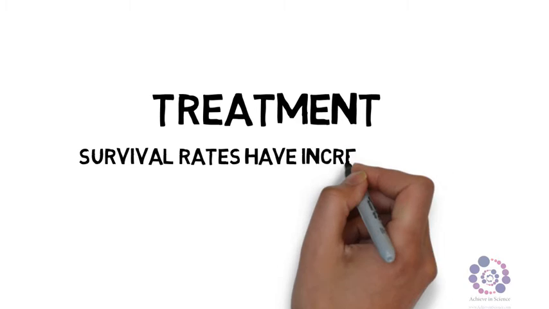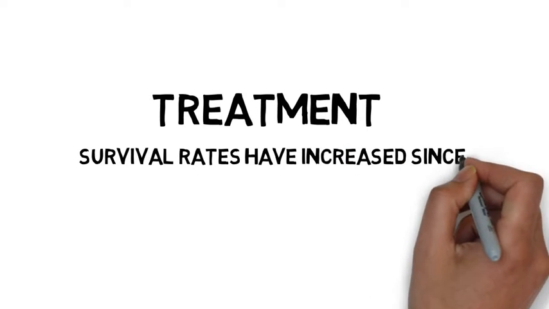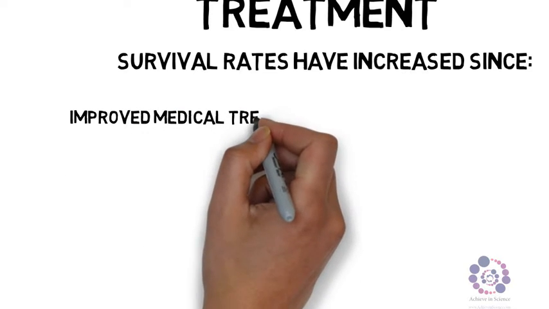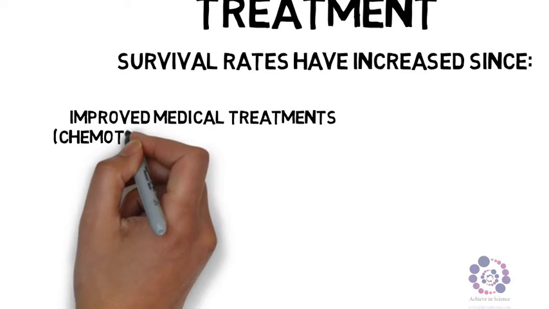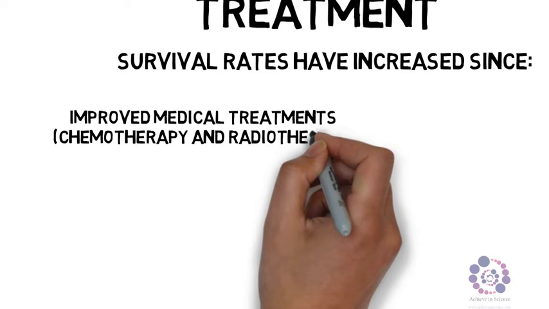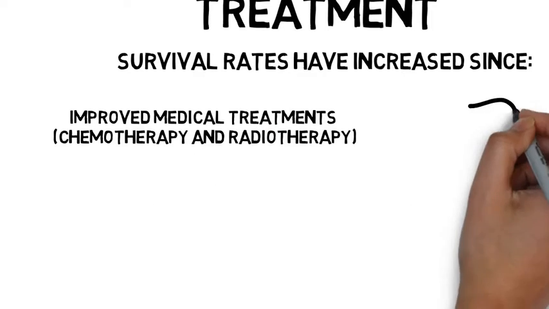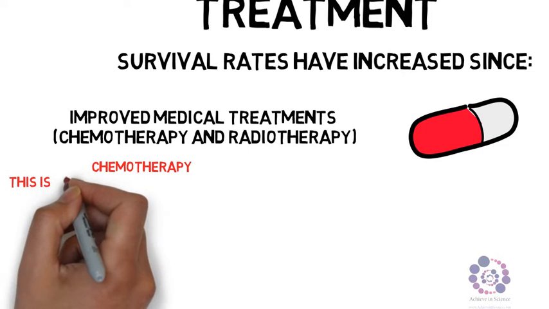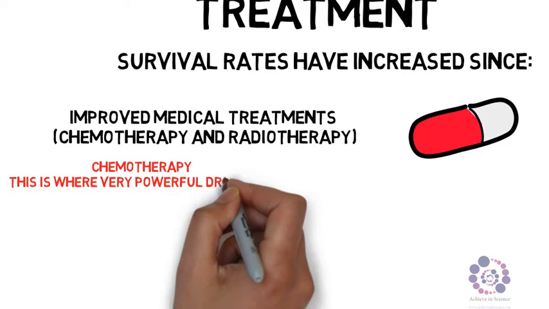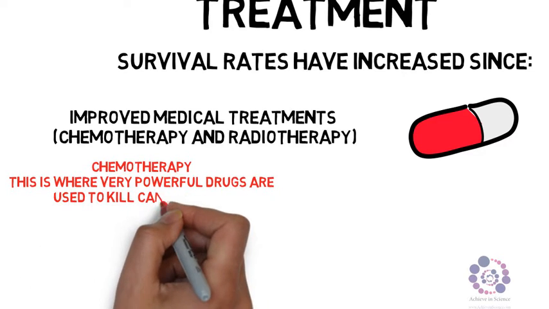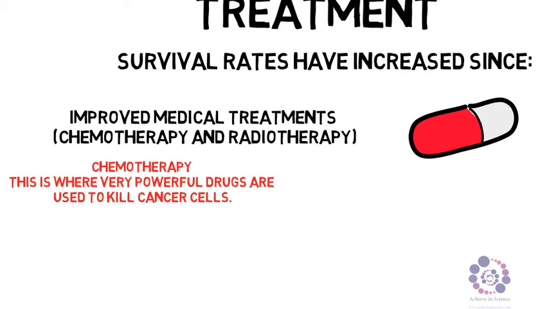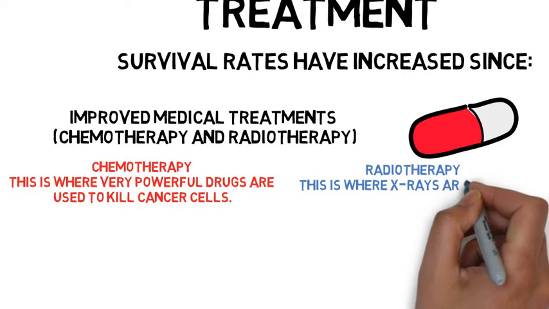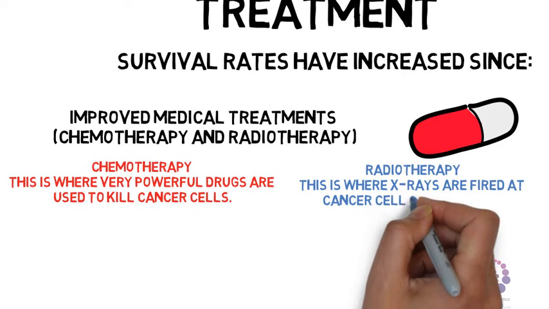Over the last few years, the survival rates have increased massively because there have been massive amounts of research and investment within cancer research. So there are now much improved medical treatments. These include chemotherapy and radiotherapy. Chemotherapy is where the patient is given drugs which fight the cancer cell and will kill it. Radiotherapy is where the patient is exposed to high energy X-rays which are fired at the cancerous cell.